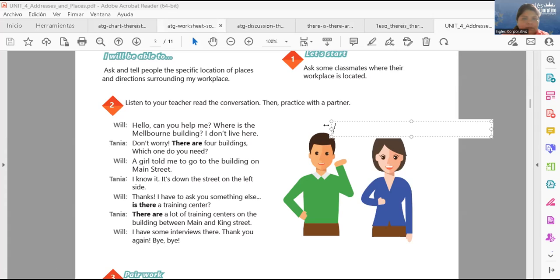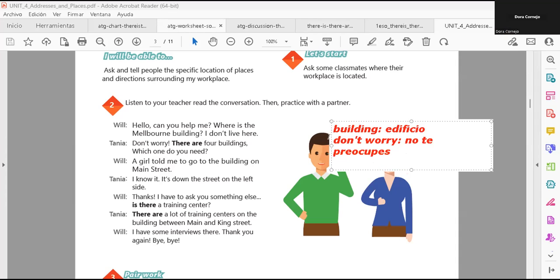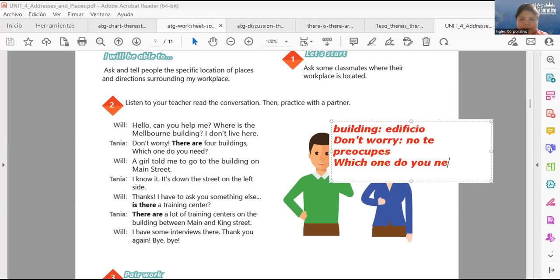Okay, so now let's check that vocabulary that we have in that dialogue. Can you help me? Where is the Melbourne building? Okay, building. What's a building? Edificio, building, okay. Don't worry. What's that? Don't worry. No te preocupes. Be happy. Okay. Don't worry, be happy. No te preocupes. And which one do you need? Which one do you need? What's that?